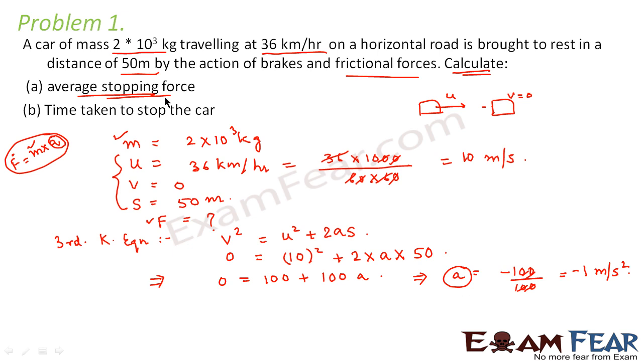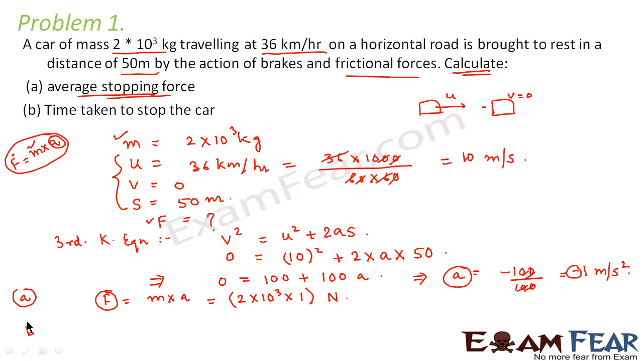Now you have to calculate the average stopping force. The average stopping force would be equal to mass into acceleration. Now what is the mass? Mass is 2 into 10 to the power 3 into acceleration. We are considering the magnitude alone because the negative sign just indicates the direction of acceleration. So the negative sign just says that the acceleration will be in the opposite direction. So 2 into 10 to the power 3, this much Newton. So this would be the average stopping force that you need to stop the car. So this would be the solution of the first part.